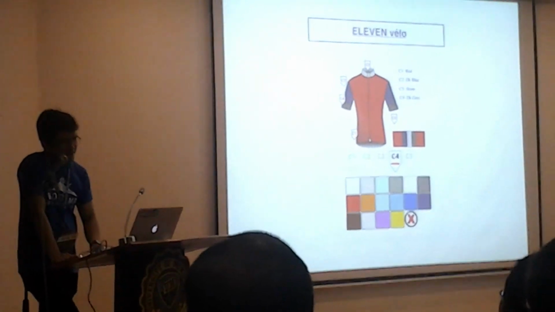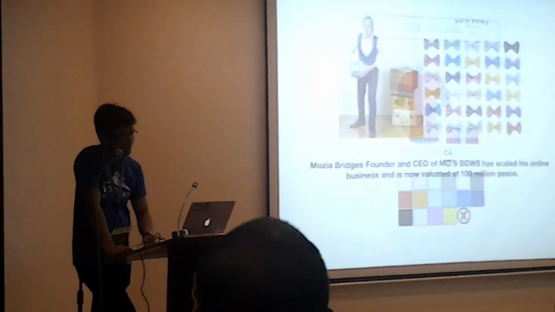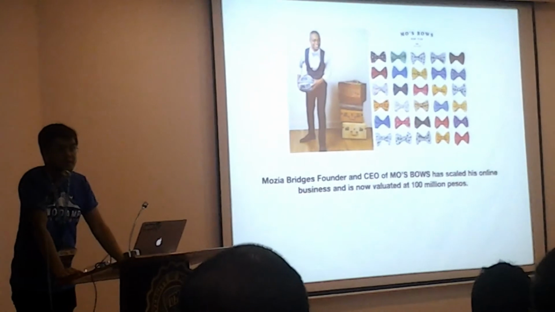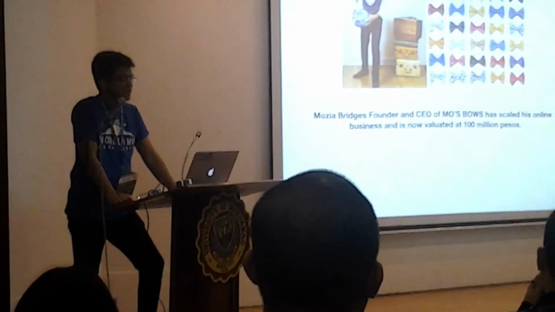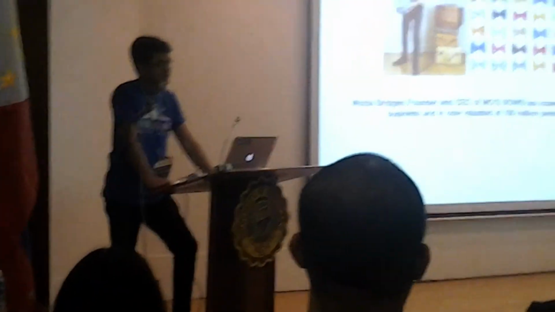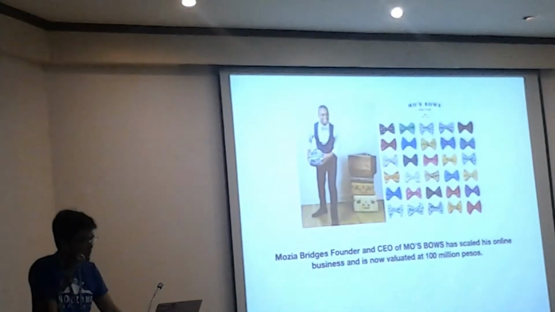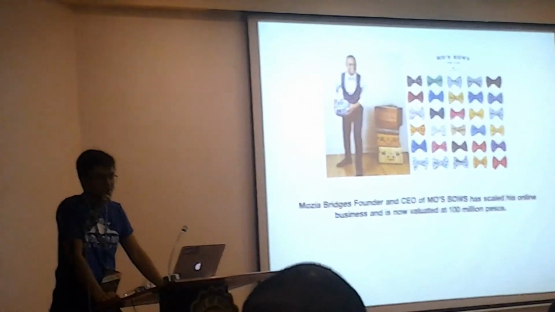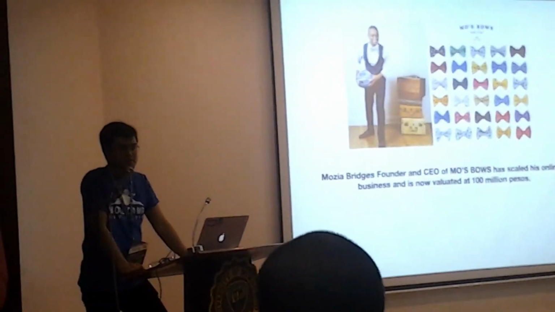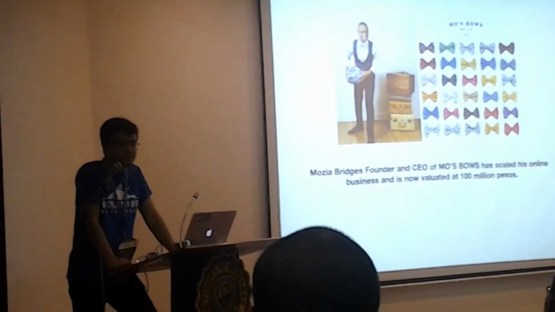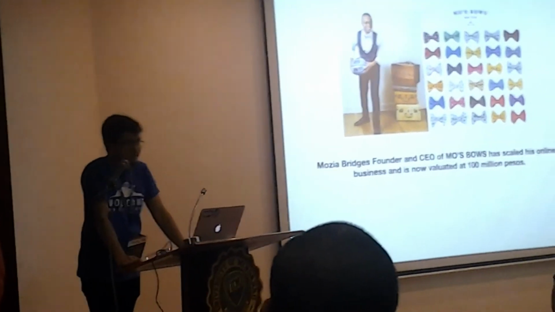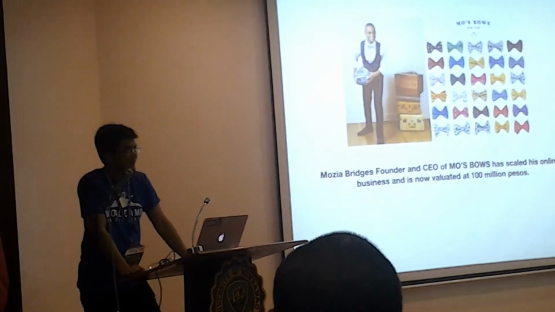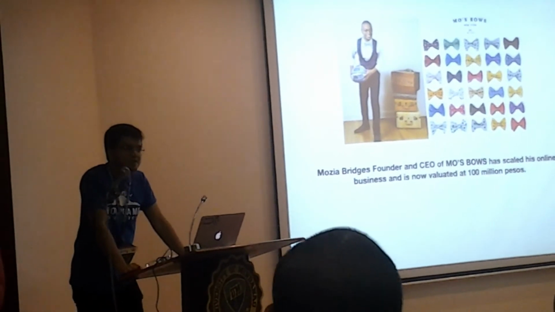And I have a really great story I want to share with all of you about online e-commerce marketing. This is Mosiah Bridges, the founder and CEO of Mo's Globes, who has scaled his online business and is now valued at 100 million pesos. Can someone please guess his age for me when he started out? Anyone? Give me a random number of how old you think he is. 10? If that's a 9-year-old kid. It's not a 9-year-old kid. He was 14 when he started.